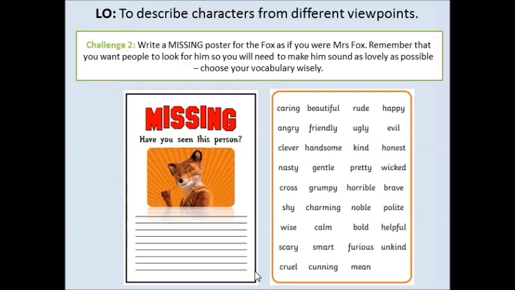So challenge number 2 is from a slightly different perspective. This time, instead of wanting the fox because you don't like him, you are going to create a missing poster. And this is describing the fox as if you like him, because you're going to pretend you're Mrs. Fox and Mr. Fox has gone missing. So remember that you want people to look out for him. So you need to make him sound as lovely as possible, which means you've got to choose your vocabulary wisely.